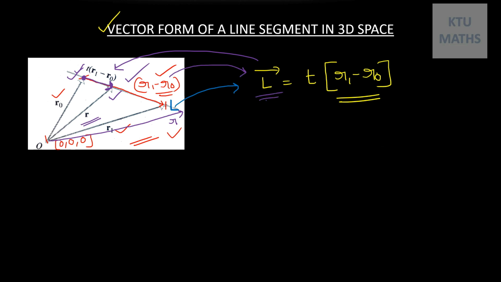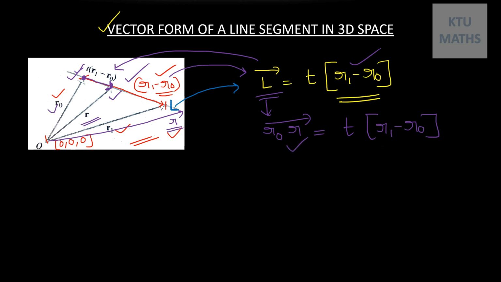And we can further write L as vector r0 r. That means vector r0 to r, whether r be here or whether r be any other point in the line segment in the same direction as that of vector r1 minus r0. It should be in the same direction as this vector. Otherwise, we can't write it as a scalar multiple. Here, vector r0 r can be written as t into r1 minus r0. And what is vector r?